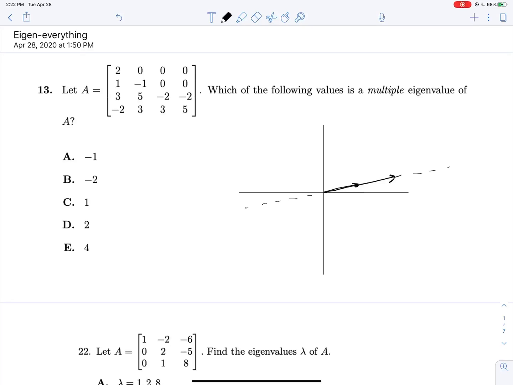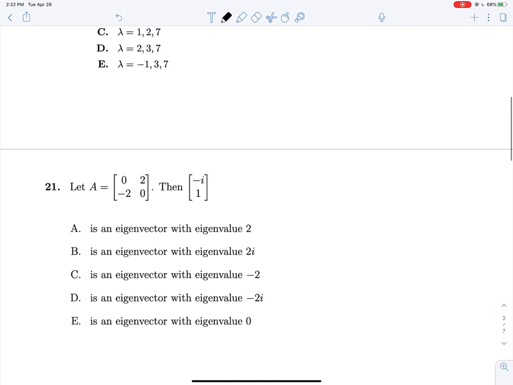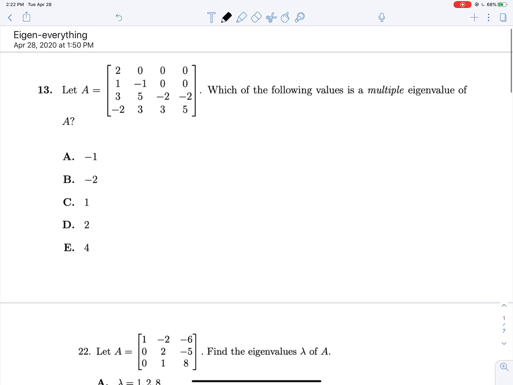And this vector, this span here, is an eigenvector, and the amount that this original vector gets scaled by is the eigenvalue. So with that in mind, that'll come up later, not necessarily for this first one, but we'll need to know that in a bit. Okay, so let's find the multiple eigenvalues of A.